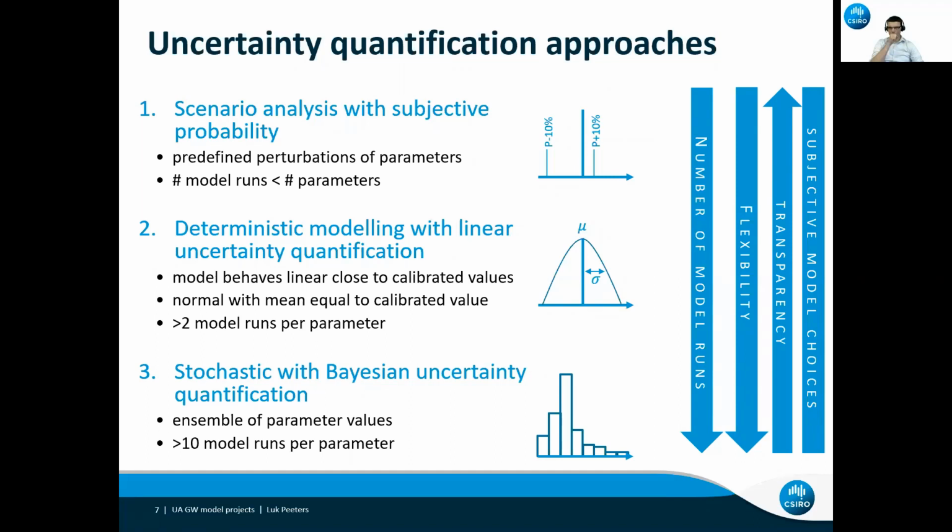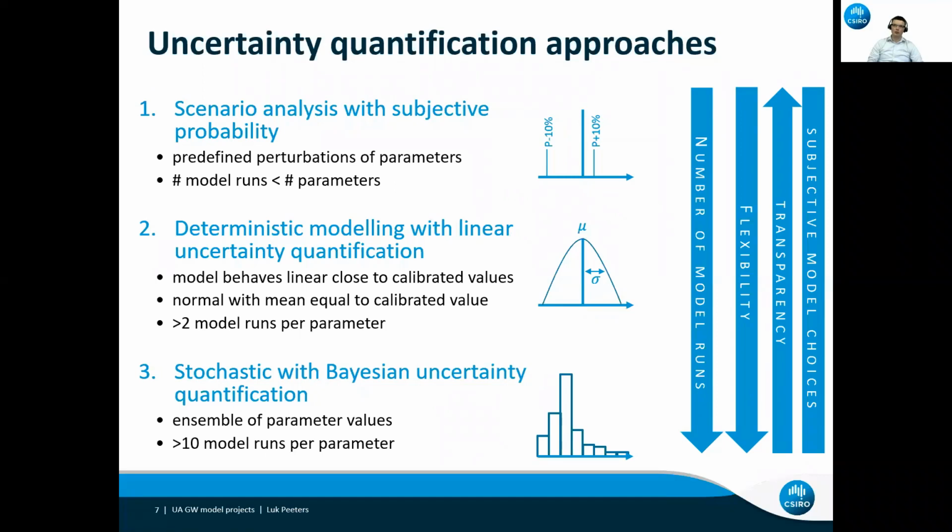One of the largest drawbacks, however, is that it is really hard to quantify the probability of these perturbations. So how likely is a 10% increase of your hydraulic conductivity? And although you can have a look at how it changes your calibration metrics, all in all, it will remain a subjective call, and it's very hard to go beyond very subjective statements like it is unlikely or extremely unlikely.